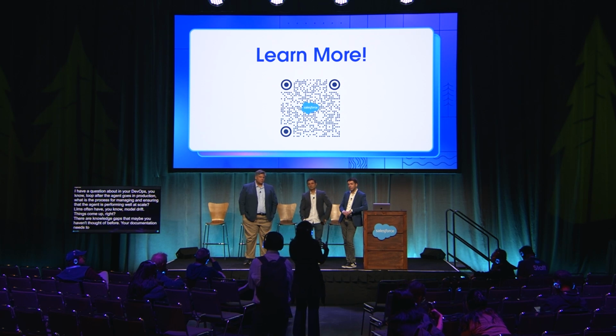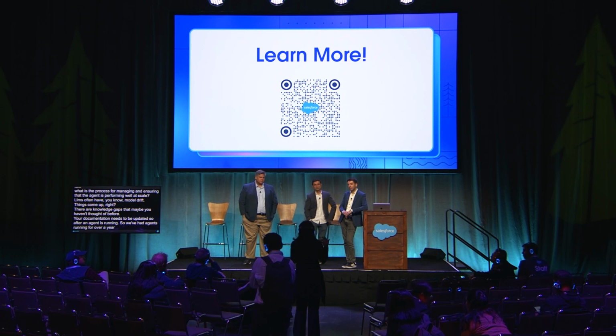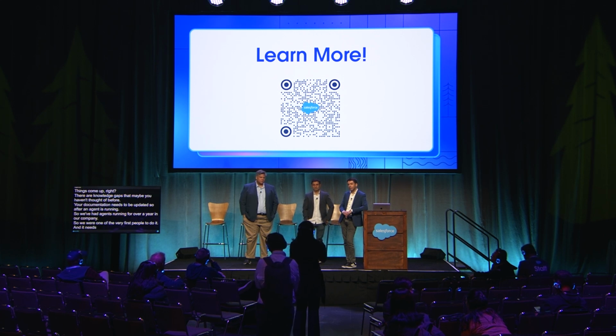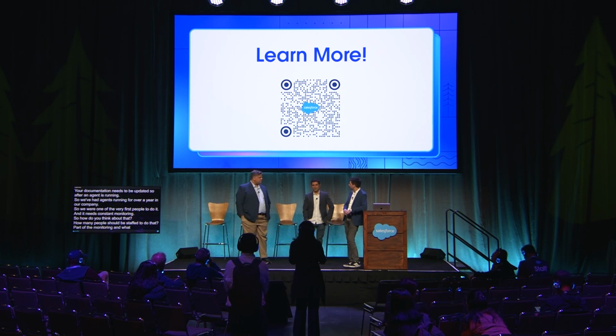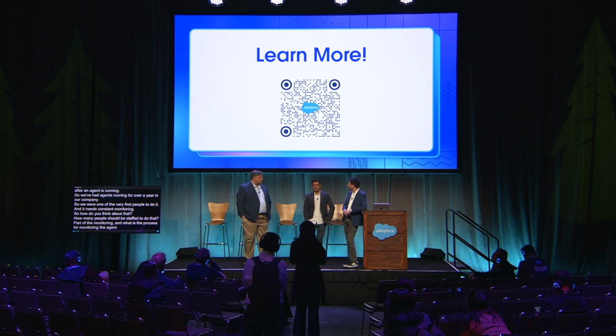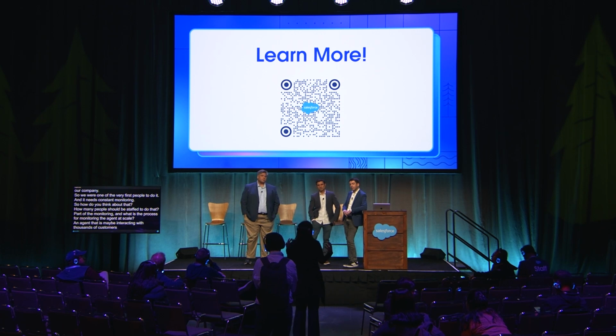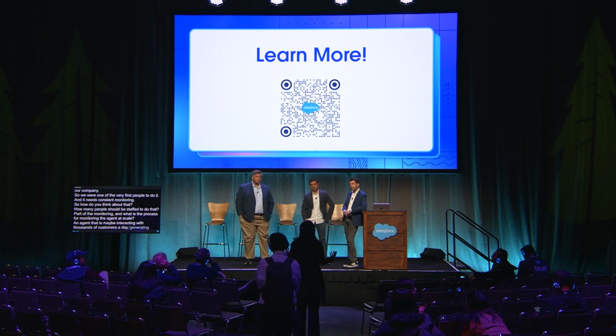So after an agent is running, we've had agents running for over a year in our company. We were one of the very first people to do it. And it needs constant monitoring. So how do you think about that? How many people should be staffed to do that part of the monitoring? And what is the process for monitoring the agent at scale? An agent that is maybe interacting with thousands of customers a day, generating hundreds of thousands of transcripts. How does that actually work?